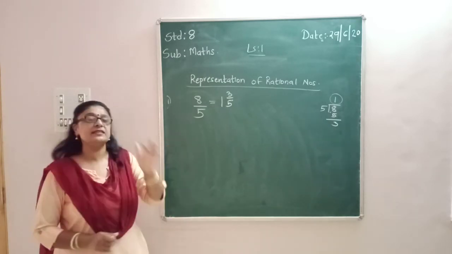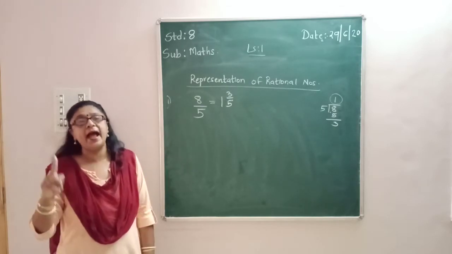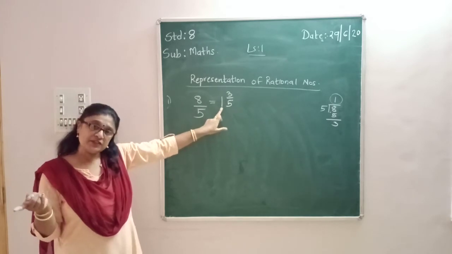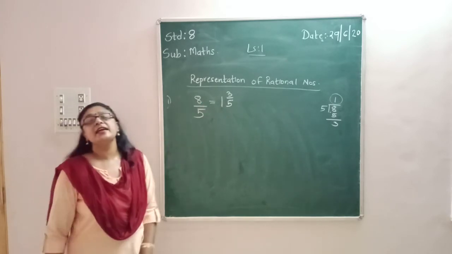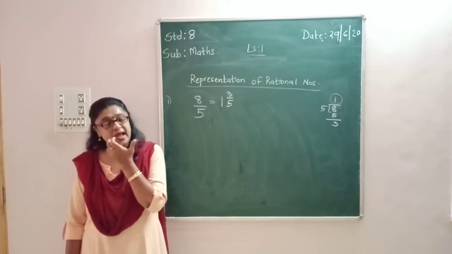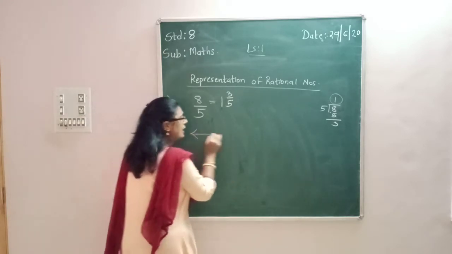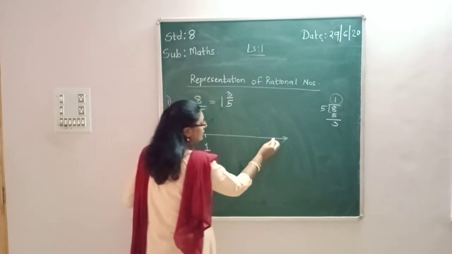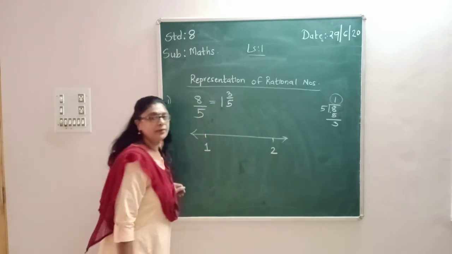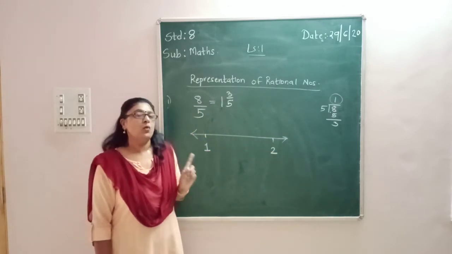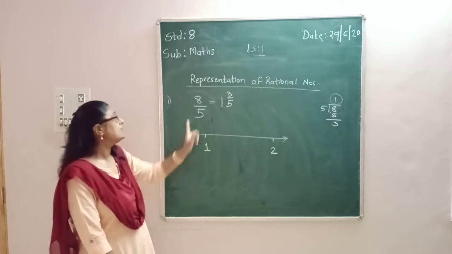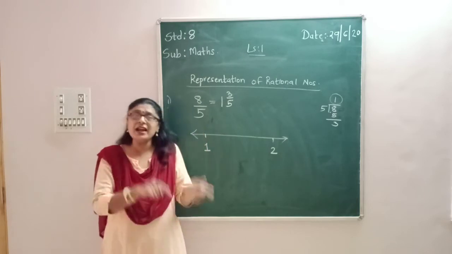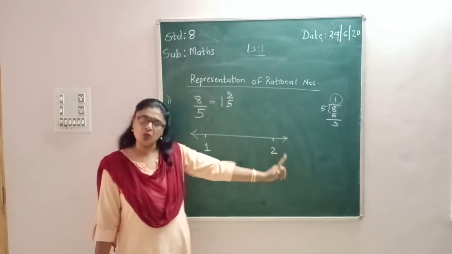So this number is lying between 1 and 2. This whole number is 1. What comes after 1? 2. So this 8 upon 5 is lying between 1 and 2. So when I draw a number line, as it is a positive number, I will write 1 over here and 2 over here. Not 0 and 1. Why not 0 and 1? Because 8 upon 5 is not lying between 0 and 1. It is lying between 1 and 2. So I have to write 1 and 2 over here.